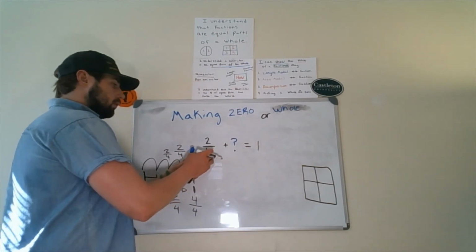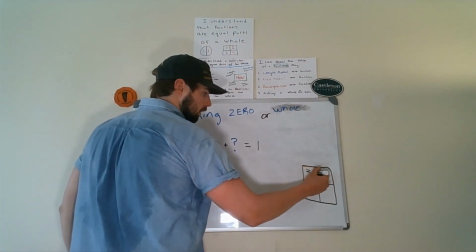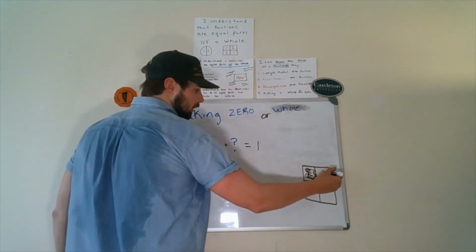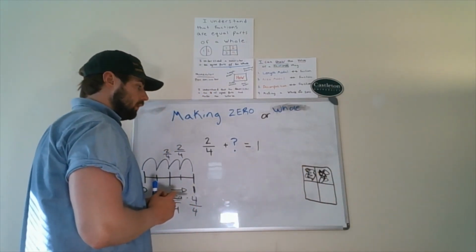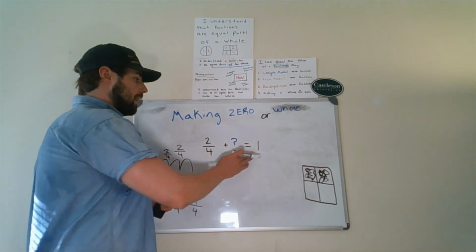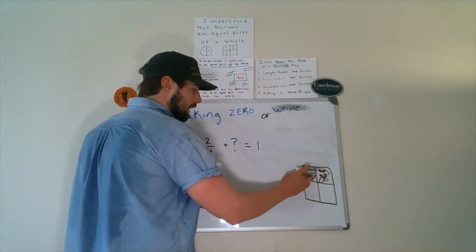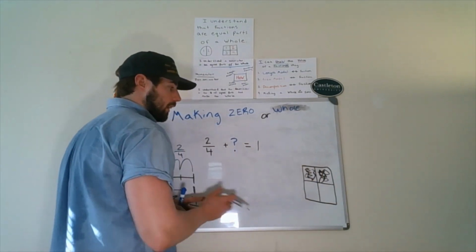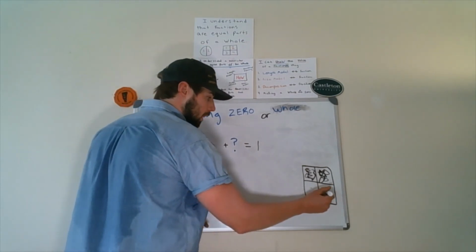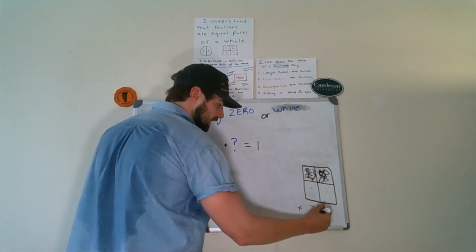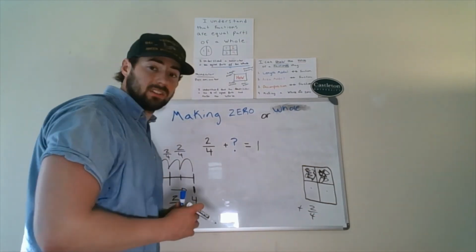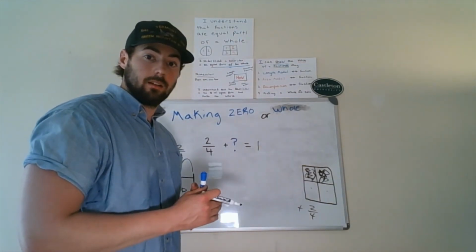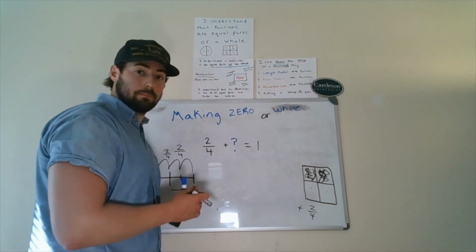Same thing if we're looking at the area model. We're talking 2/4, 1, 2. How many fourths do I need more to make a whole? Well, I see that I have 2 shaded that are representing 2/4. I need 1, 2. I need 2/4 more to make the whole. Lastly, looking at it just with the expression.